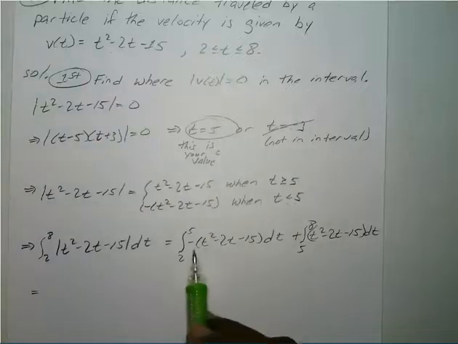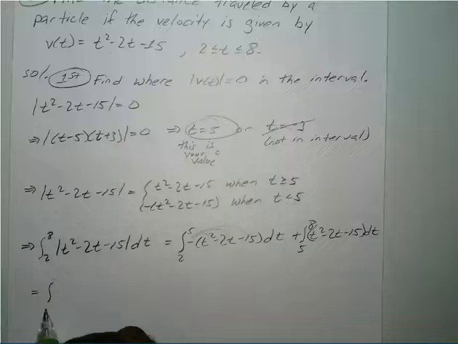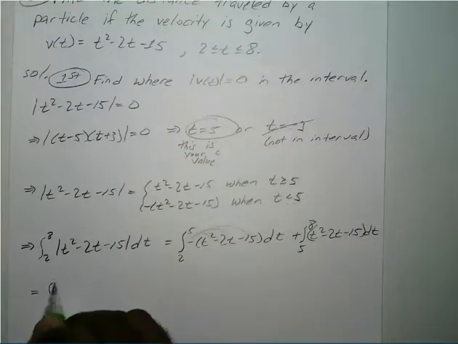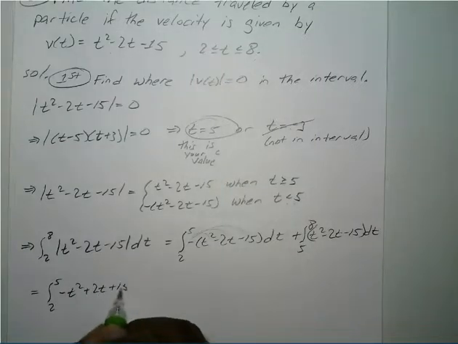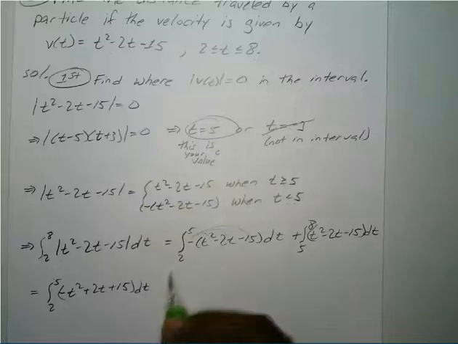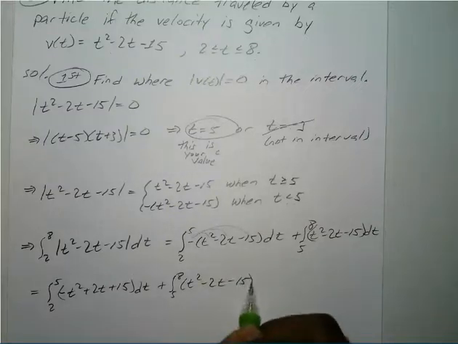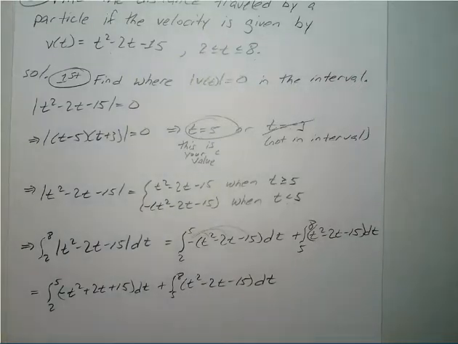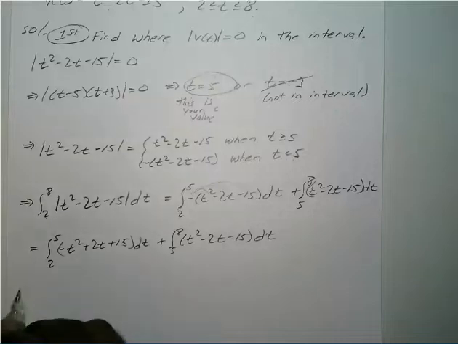All right, so we're going to go ahead here and just distribute the negative sign. So we have the integral from 2 to 5 of negative t squared plus 2t plus 15 with respect to t, plus the integral from 5 to 8 of t squared minus 2t minus 15 with respect to t. Okay. And then we go ahead and we just integrate each individual term.